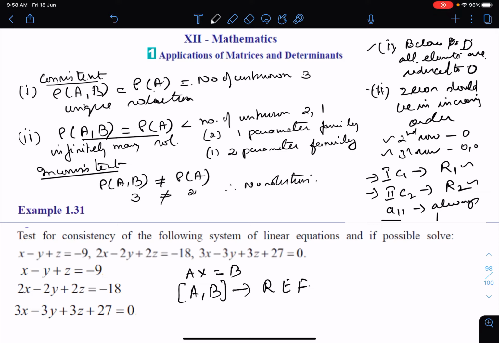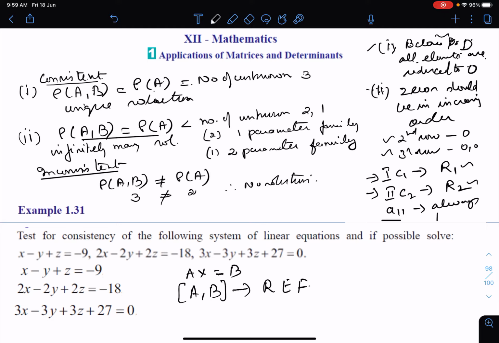For row echelon form, what are the steps you have to follow? Below the principal diagonal, all the elements should be reduced to 0, and the zeros should be increasing in order. From row 2 you will have one 0 and in row 3 two zeros, and so on. When you are reducing it, you have to follow two more instructions. For column 1, when you reduce to 0, you seek the help of R1, and in column 2 you get the help of R2. Our first element of the first row, A11, should always be 1. If it is 1, it will be easy for us to reduce. Otherwise you can proceed with the given numbers. No need to worry.